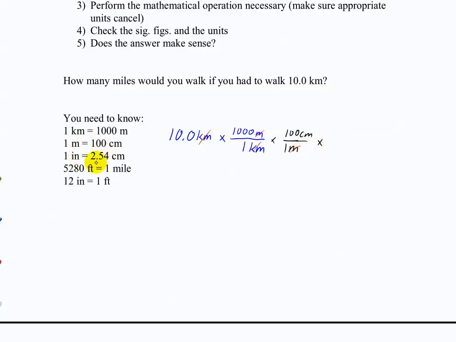Now I'm at centimeters, so I'm going to convert centimeters to inches. 1 inch per 2.54 centimeters. Centimeters go away. And now I'm going to take 12 inches, 1 foot per 12 inches. And now I got to change lines here. So inches go away. And then I'm going to make feet go away with the miles. 1 mile, 5280 feet. Add all that up together, 6.21 miles in 10 kilometers. So you're going to multiply that together, and that's what you get.